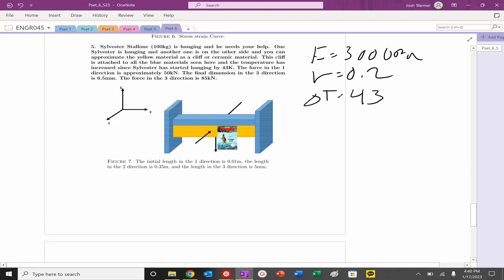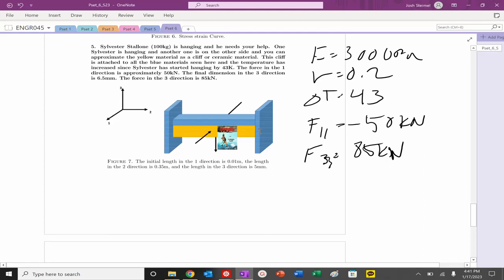So my delta T is 43. The force in the one direction, so my force in the one is minus, because we're compressive, 50 kilonewtons. And the final dimension in the 3 dimension is 0.65. The force in the 3, which is extending, is 85 kilonewtons. Let's see. The cliff is attached to all the blue materials shown here.